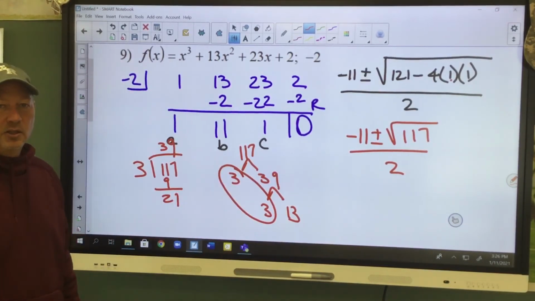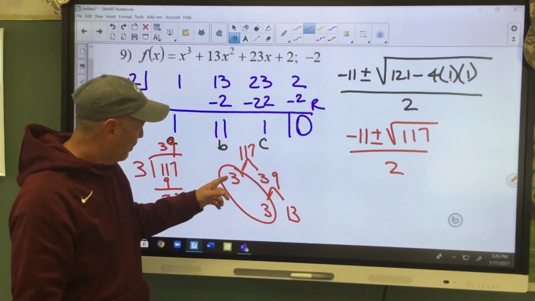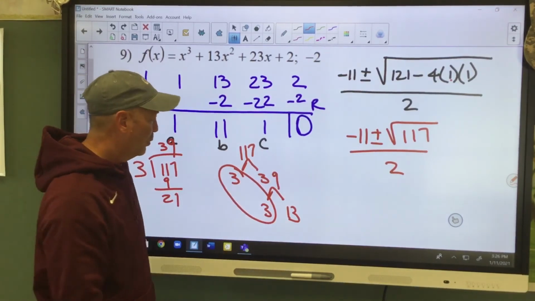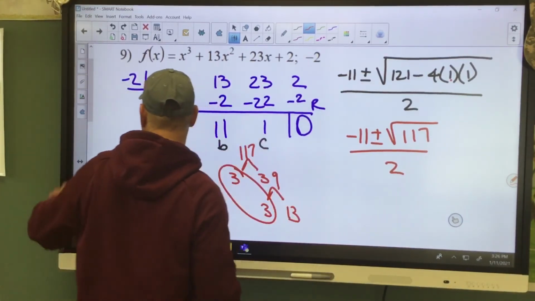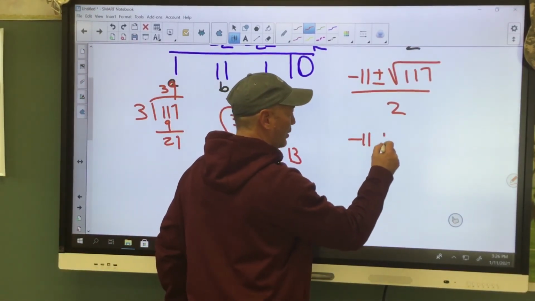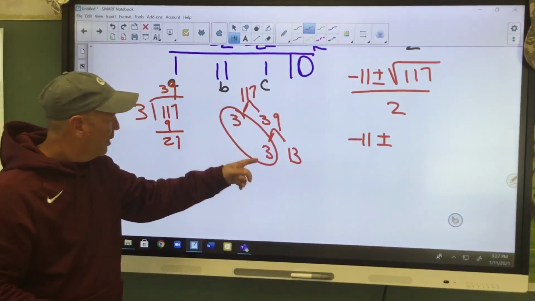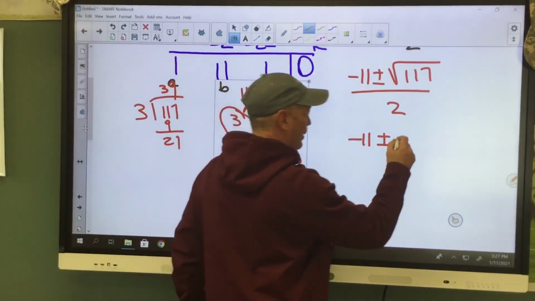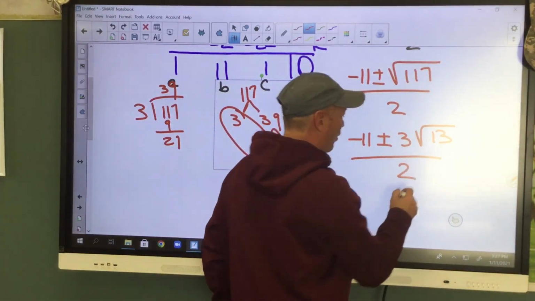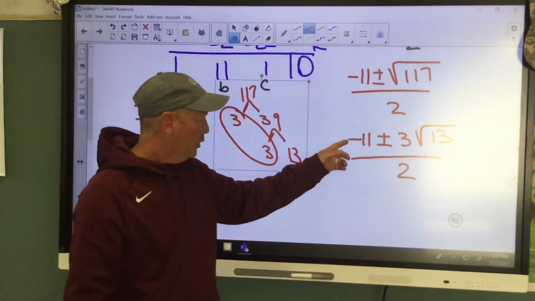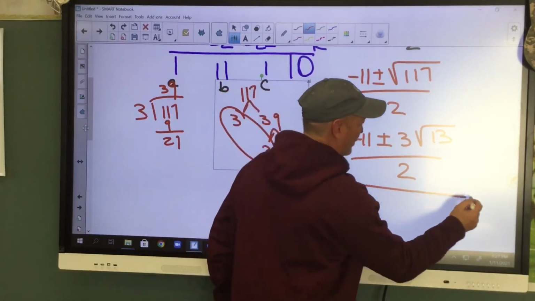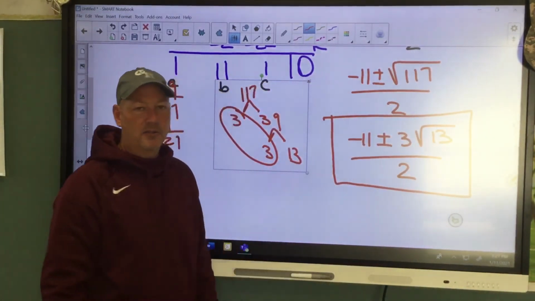There's a pair. So when you simplify this, a pair of 3s, 3 comes out and a 13 stays inside. So when you work this, let me bring this up a little bit. Negative 11 plus or minus, here's your pair. The 3 comes out. The 13 stays in, over 2. You don't have anything that can reduce, so this is your final answer. There's your final answer. Okay?